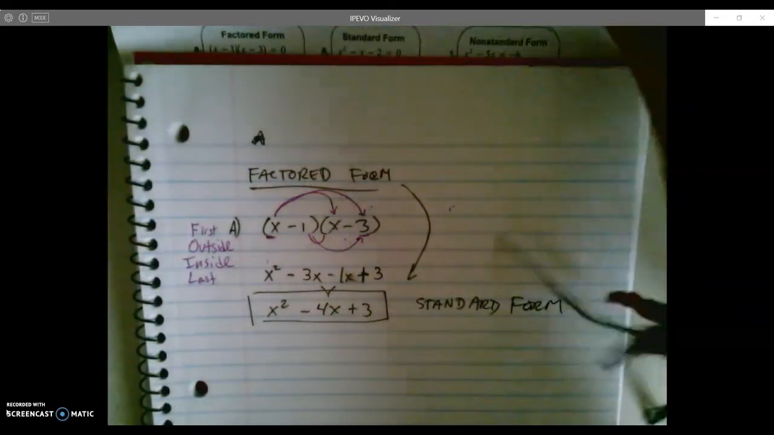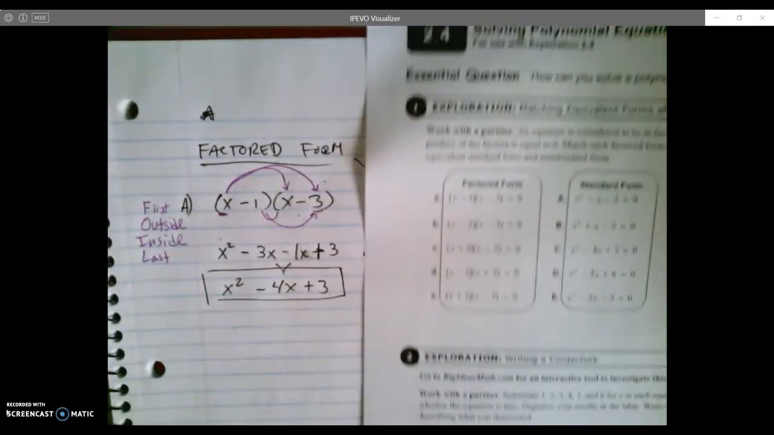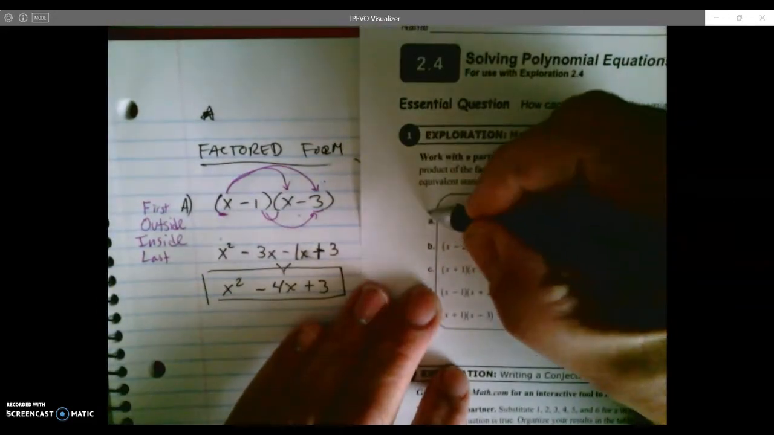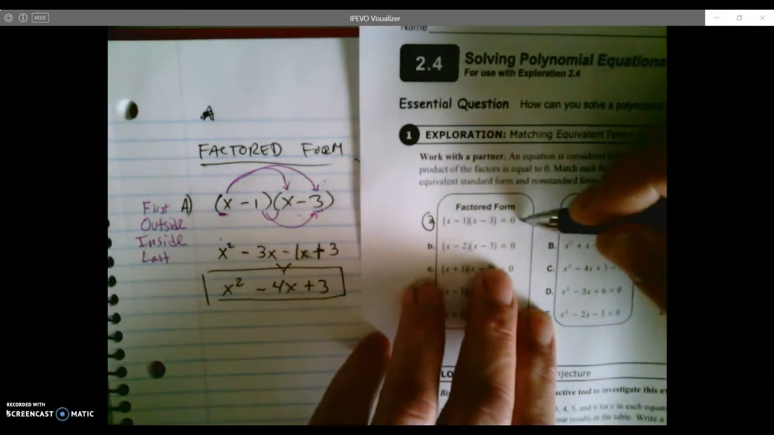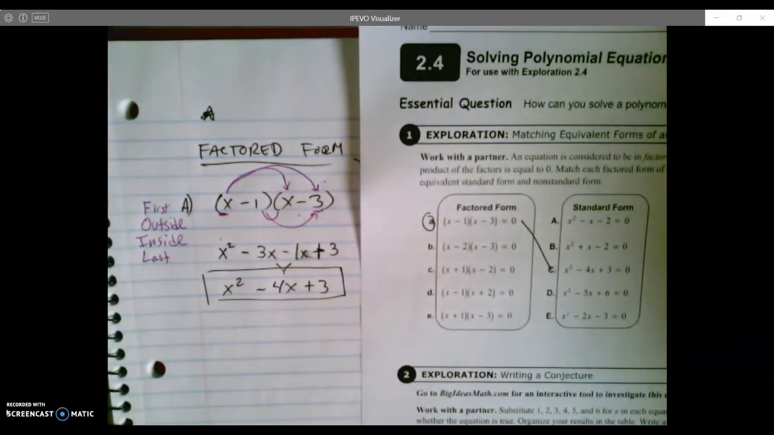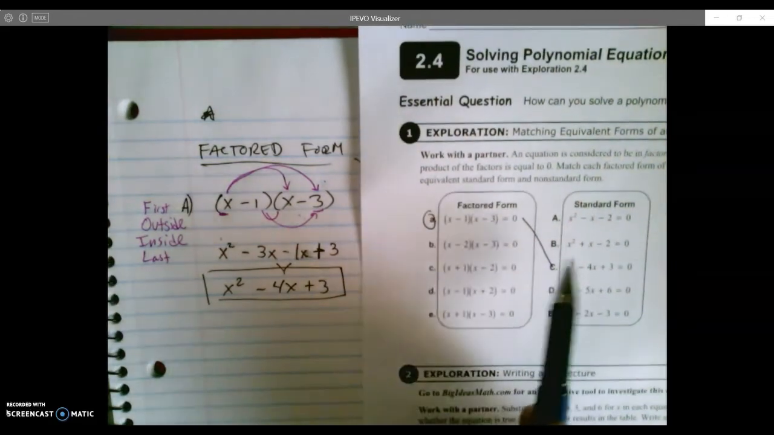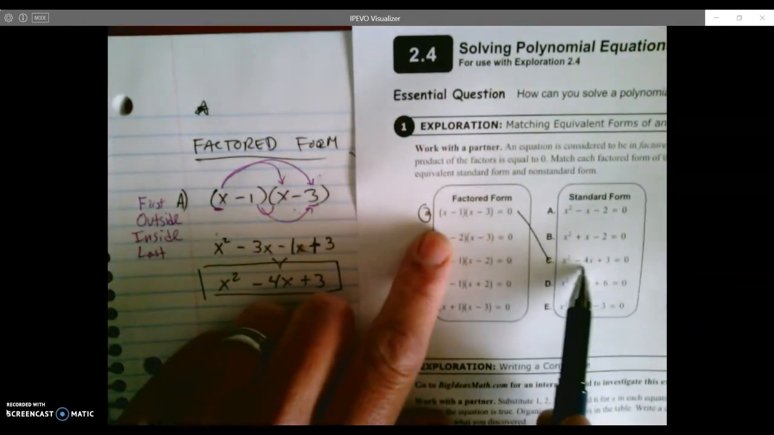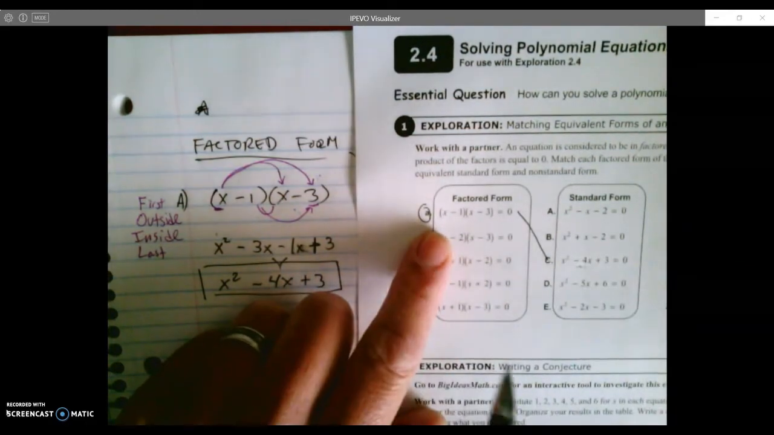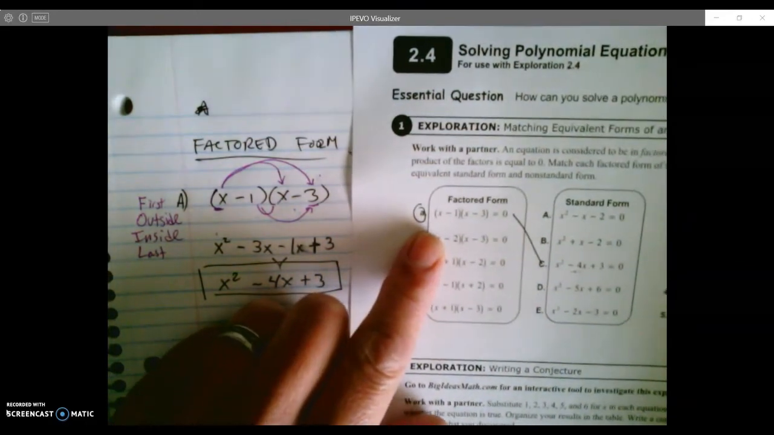Now what you do is you go find the equivalent one here. A matches up with this one, C. You notice there really was no way for me to know that the negative 4 would come out of here until I did the whole FOIL. So there's no way to know that was the correct one.